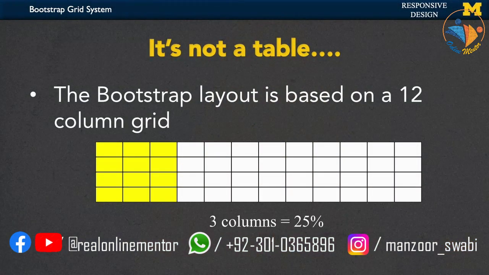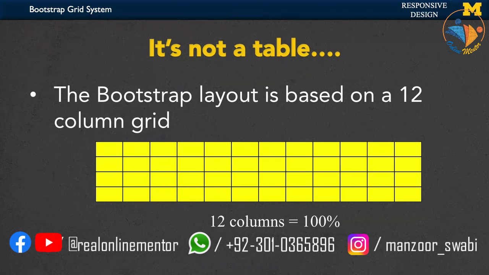So with this table, we can basically say if you want to use 3 columns, it's the same as saying a width of maybe 25%. 6 columns is 50%, 9 columns is 75%. All 12 columns means you're taking up the full width of the page or that element.